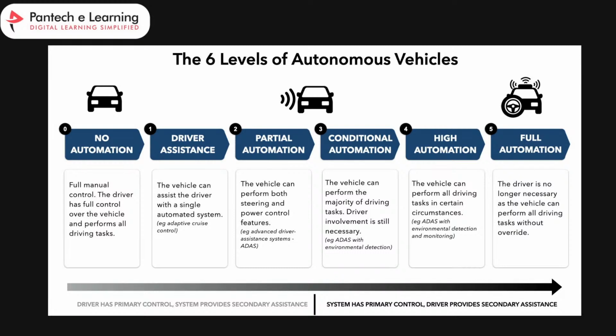So next is level 2, and this level 2 is similar to level 1. So here there is some assistance from two automated features, like acceleration, braking, or steering.